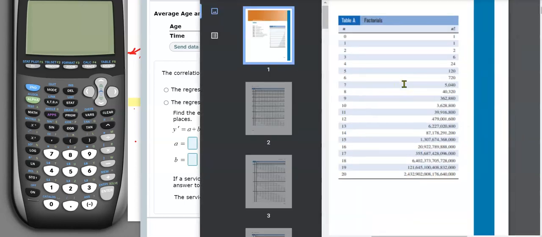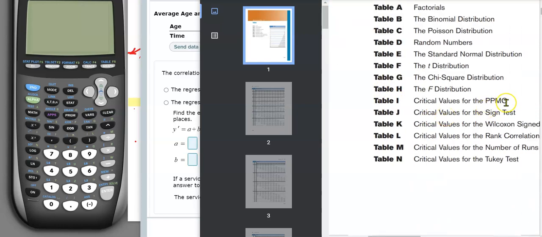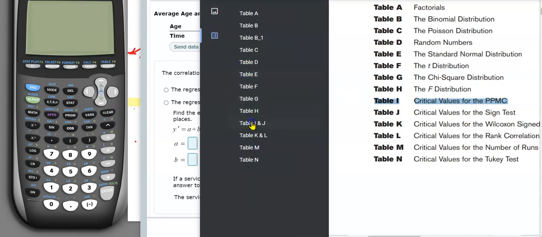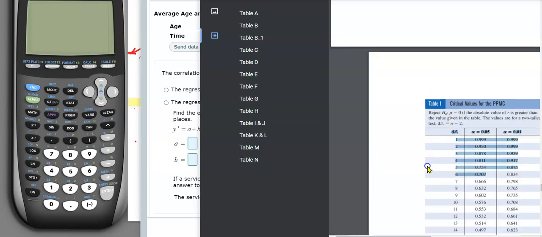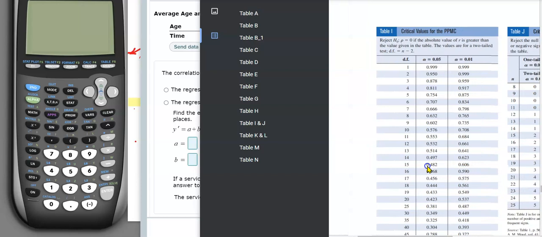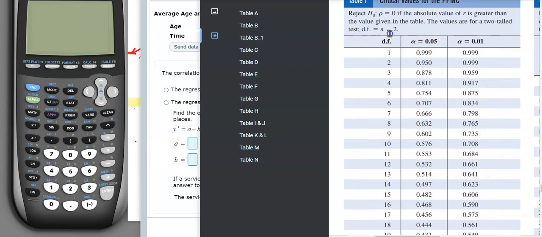This is the list of all the tables, and the table that you're looking for is this one: the PPMC table, critical value for PPMC. You go there, you click on the menu, and then you pick table I and J here, and this is your table. You can see only the first part, right? We don't care about the second table. There are two tables, we care only about the first one. So given the degree of freedom n-2, which is 3, and the alpha 0.05, the value that we are looking for is 0.878.